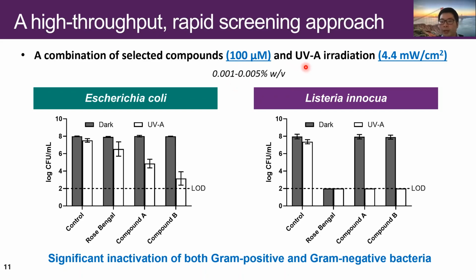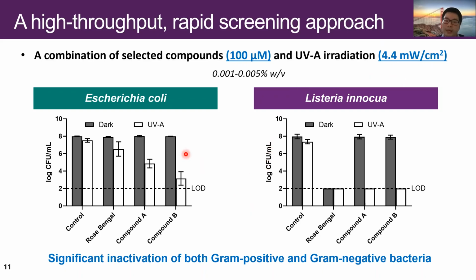And we combine these low concentrations of compounds with UVA irradiation. The UVA intensity was 4.4 milliwatts per centimeter square. What is that intensity? This intensity is equivalent to the UVA component in the sunlight we get at the Earth's surface. So it's not the whole wavelength sunlight, it's just the UVA component we get from the sunlight. So we are sure that for the whole wavelength sunlight, the intensity would be much higher than this value.